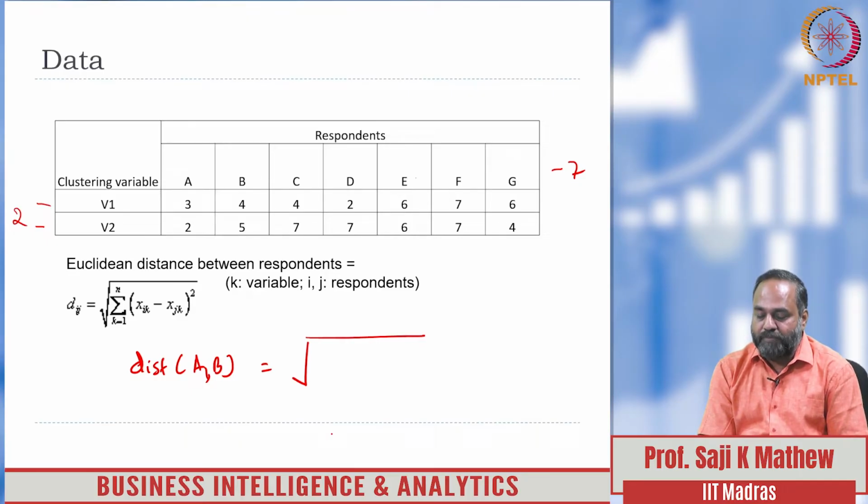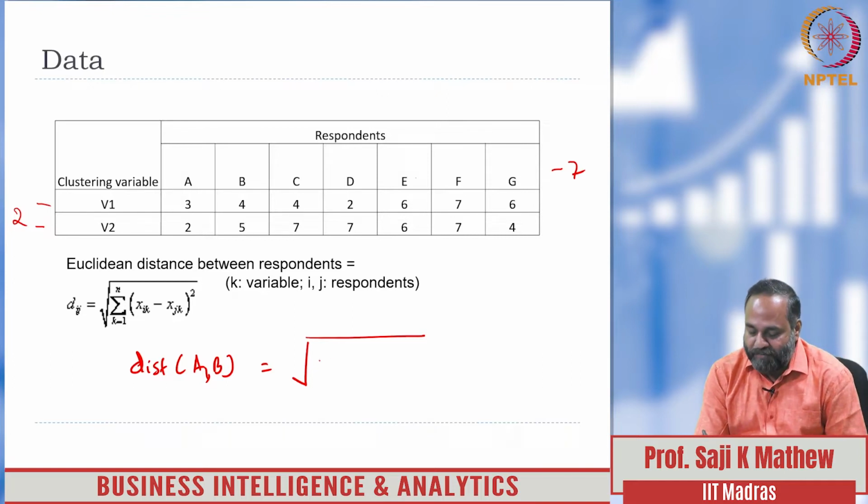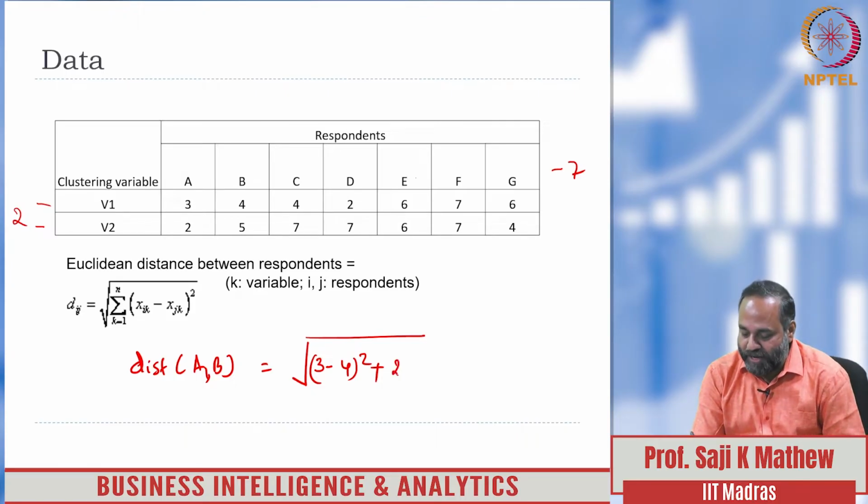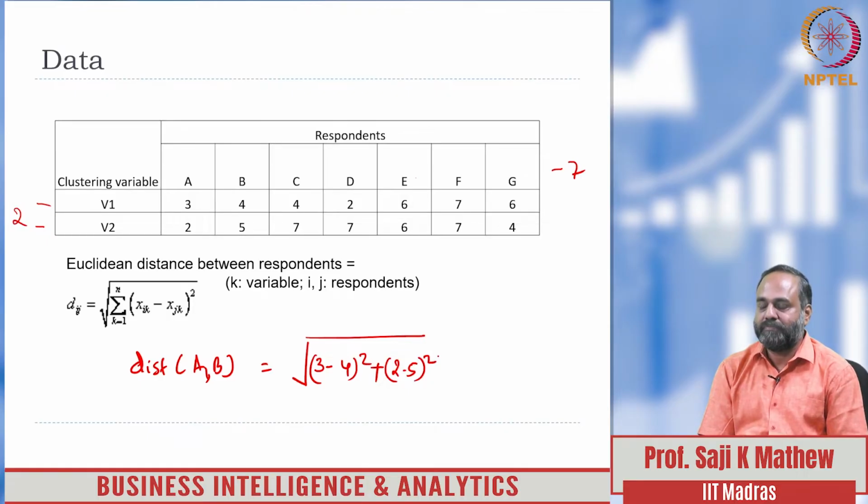we look at variable v1. For A, the value of variable v1 is 3. For B, it is 4. So 3 minus 4 the whole square, plus for variable v2, it is 2 and 5, right, 2 minus 5 the whole square, is equal to whatever value it is.